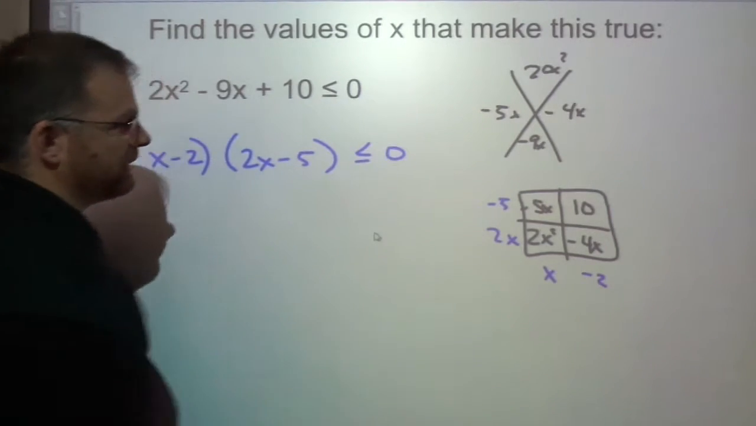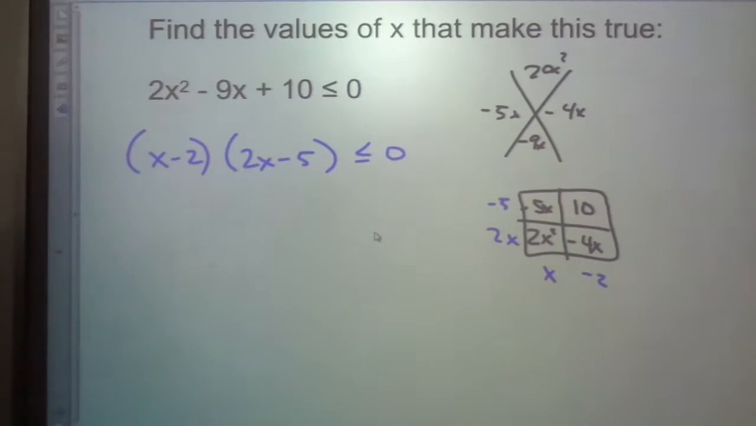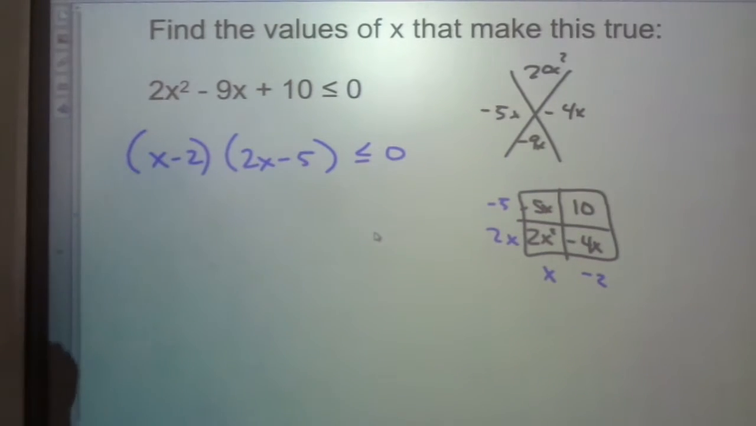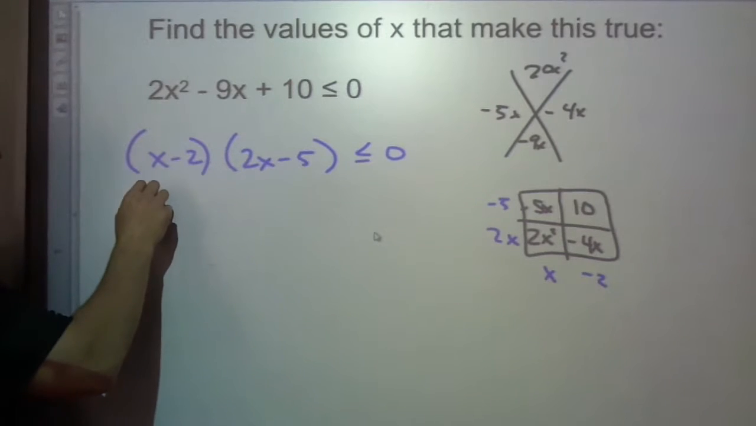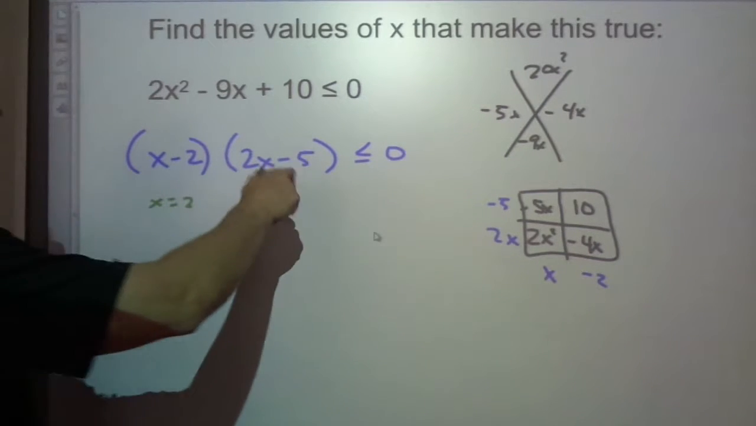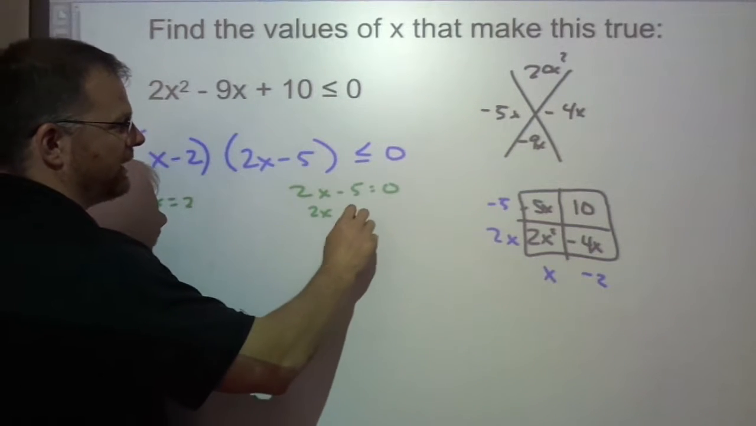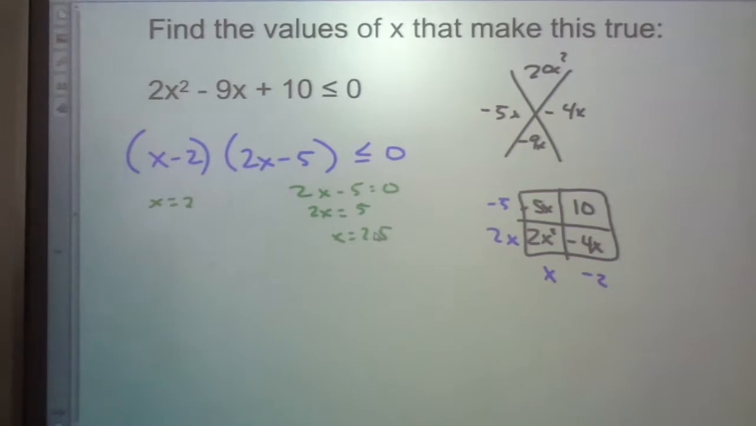And that is all less than or equal to 0. Now I'm going to pretend that it's equal to 0 to get my boundary points. So if it was equal to 0, I could use the zero product property. This one, the boundary point, the thing that makes that 0 is 2. And this one, remember, we would set 2x minus 5 equals 0, so 2x equals 5, and x would be 2.5. So our boundary points would be positive 2 and positive 2.5.